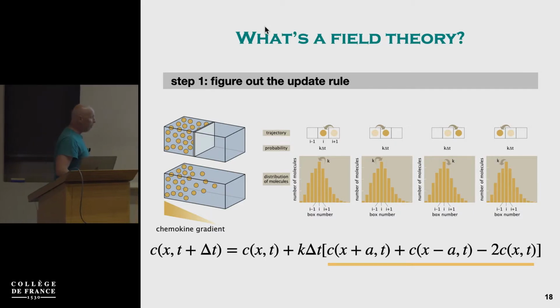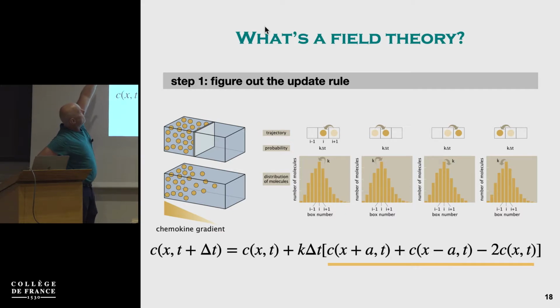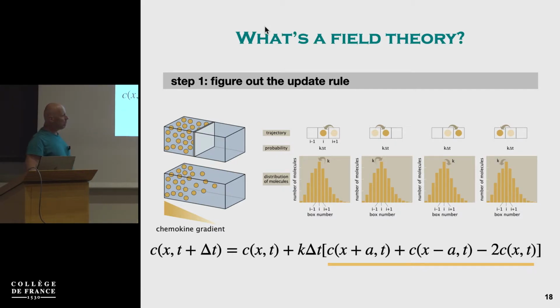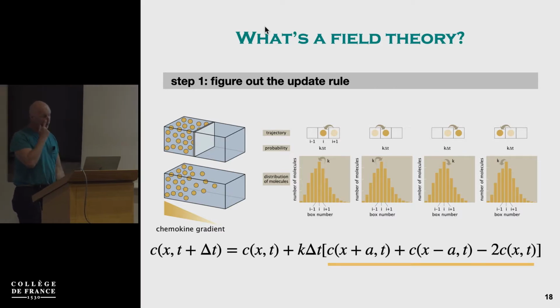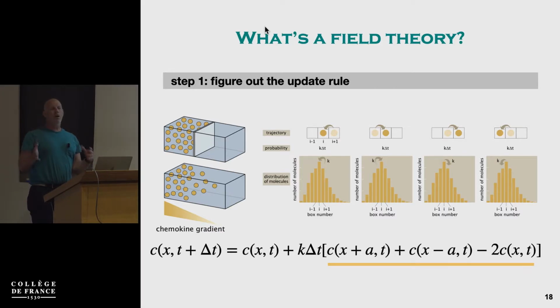So let's take this simple example, which is exactly one that was used by my coworker, Christina. You have on one side of the box some chemokine. And now at t equals 0, we remove the wall and we ask ourselves the question, what's going to happen to the concentration over time? And the way that I want all of you to think about a field theory is maybe not the conventional way, but I want you to think of it as an update rule.